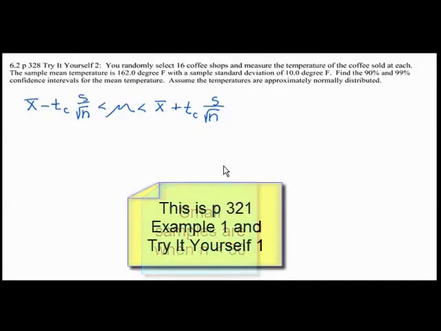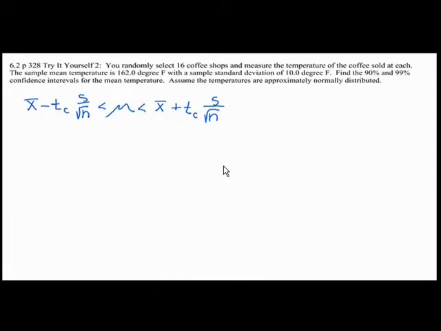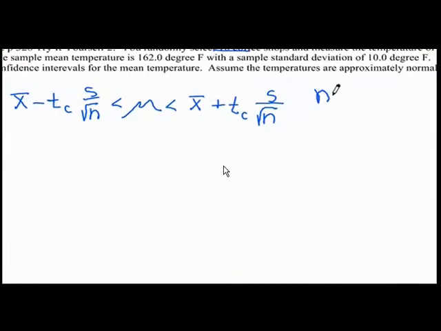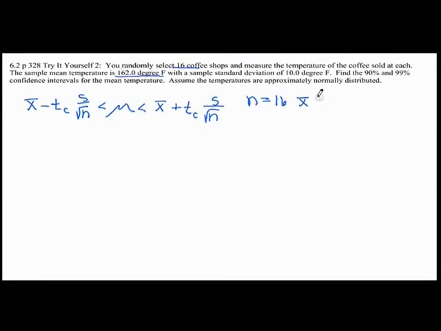Section 6.2, page 328, try it yourself 2. You randomly select 16 coffee shops and measure the temperature of the coffee sold at each. The sample mean temperature is 162 degrees Fahrenheit with a sample standard deviation of 10 degrees Fahrenheit. Find the 90% and 99% confidence intervals for the mean temperature. Assume the temperatures are approximately normally distributed. So let's start with what we're given. Our n is 16 coffee shops, our x bar is 162 degrees, and our s is the sample standard deviation, a small s, of 10 degrees.